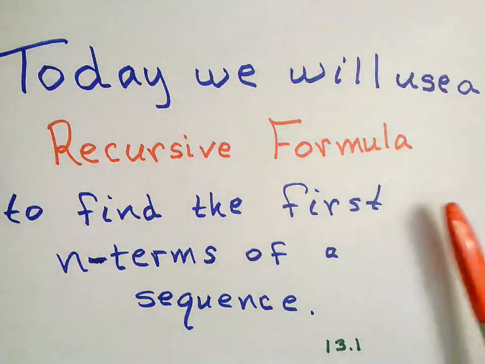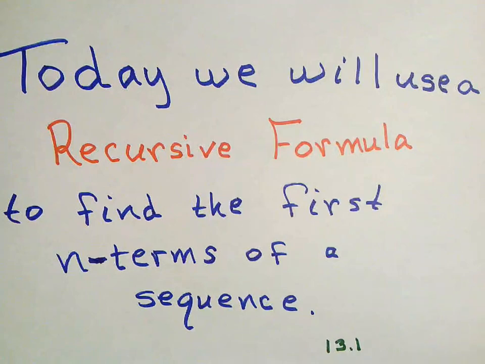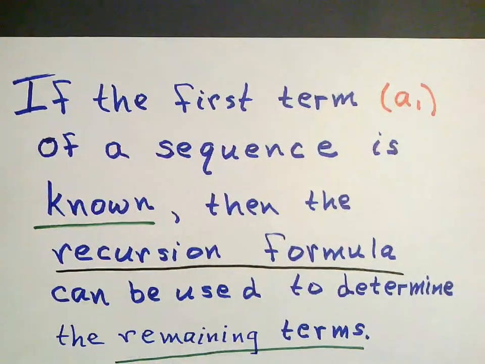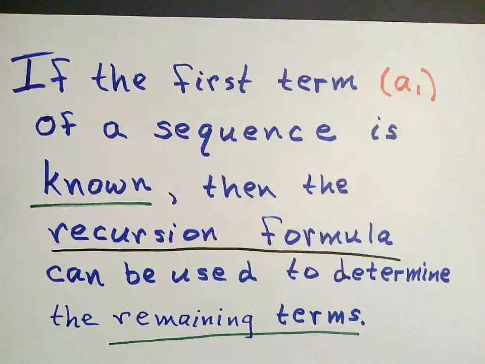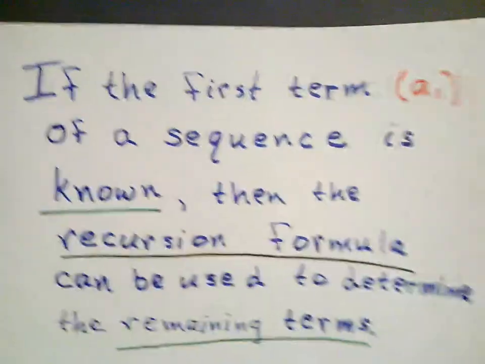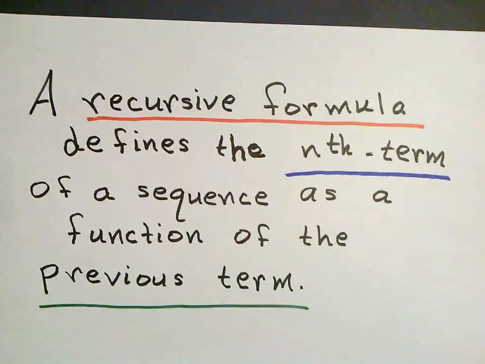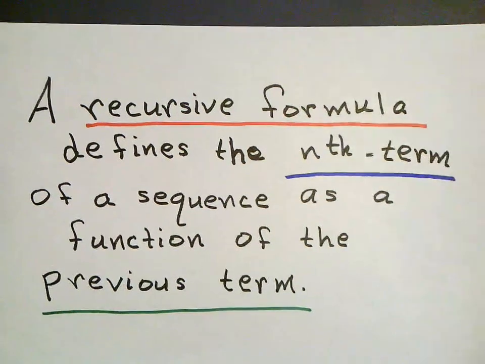Today, we will use a recursive formula to find the first n terms of a sequence. If the first term, which is the a sub 1 term of a sequence, is known, then the recursion formula can be used to determine the remaining terms. A recursive formula defines the nth term of a sequence as a function of the previous term. We're going to have to use the previous term to get the next term.